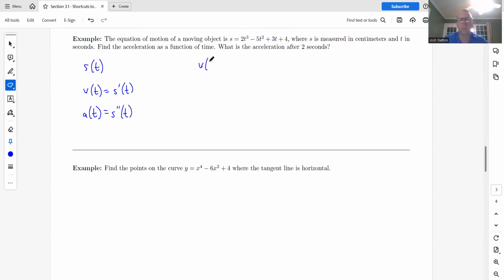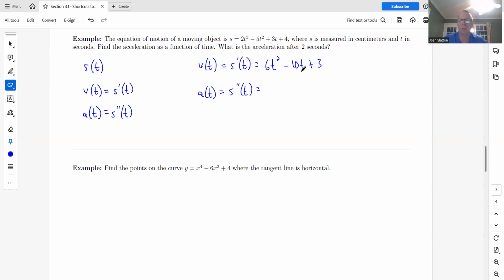v, which will be the derivative of s. And so we'll just do this one kind of quickly: 6t squared minus 10t plus 3. And then to get the acceleration, we just need to take the derivative again.